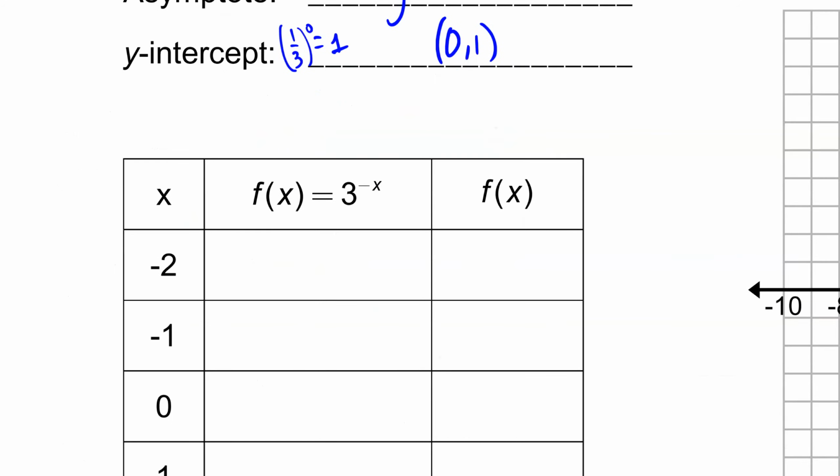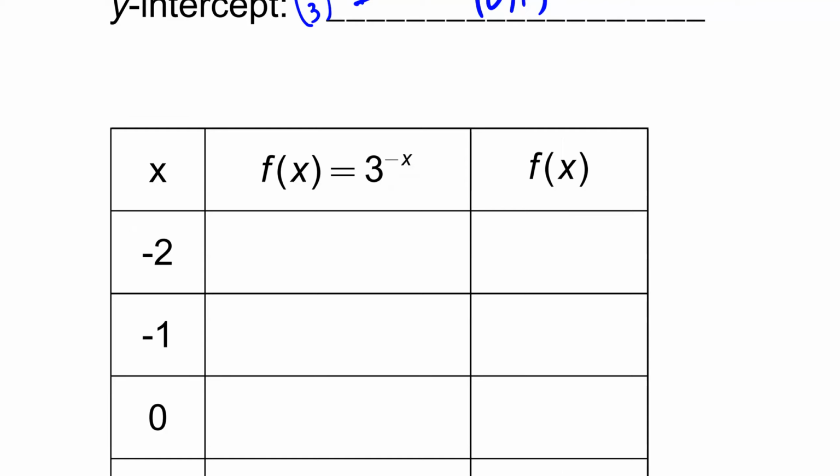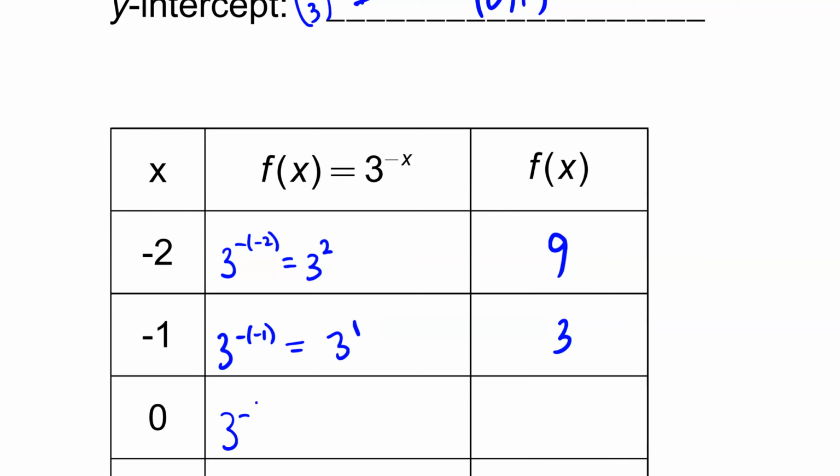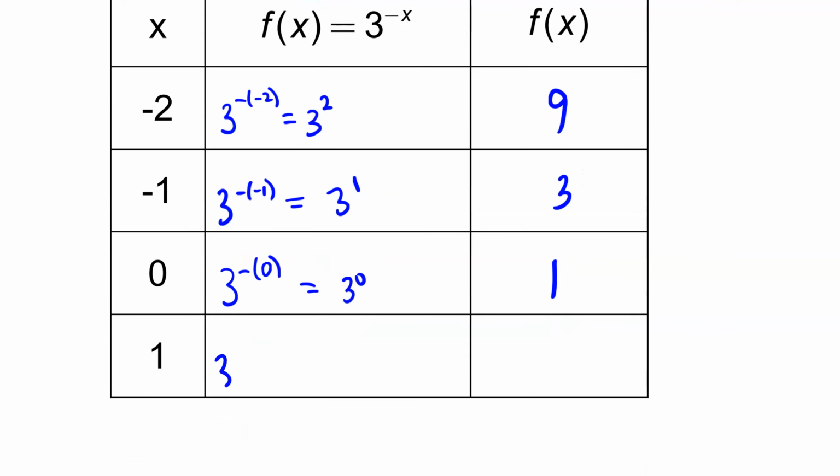And then let's plug in some of these values. So 3 to the -x, 3 to the negative of -2. So this is going to be 3 to the 2, which is going to be 9. 3 to the negative of -1, that's 3 to the first power, which is 3. 3 to the negative of 0, well, that's just 3 to the 0, which is 1. 3 to the -1 is 1/3.